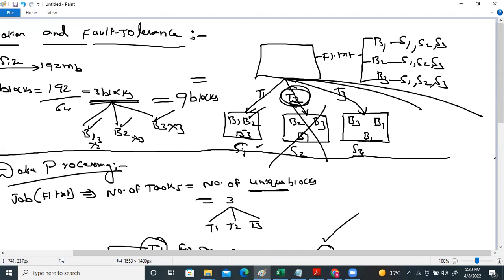We cannot have that, right? But still we have other slaves which have the data blocks. So if you have more sensitive data, then go for more replications. We can increase the replications. By default it is 3. You can increase or decrease it.